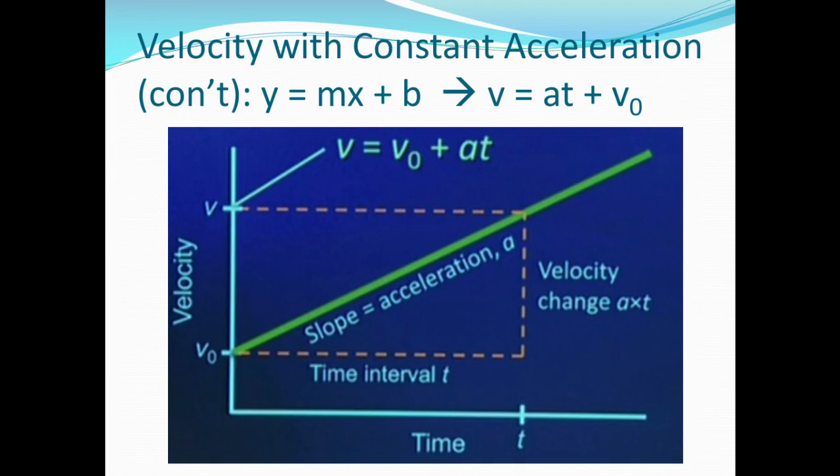Acceleration times time equals the change in velocity. So if you look at the graph there, velocity change equals acceleration times time. The slope of that line there is the acceleration, and also the time interval is included. So you start at the initial velocity v naught, you accelerate over time, and you end up at the final velocity v at some later time t. Take a minute to look at that graph.